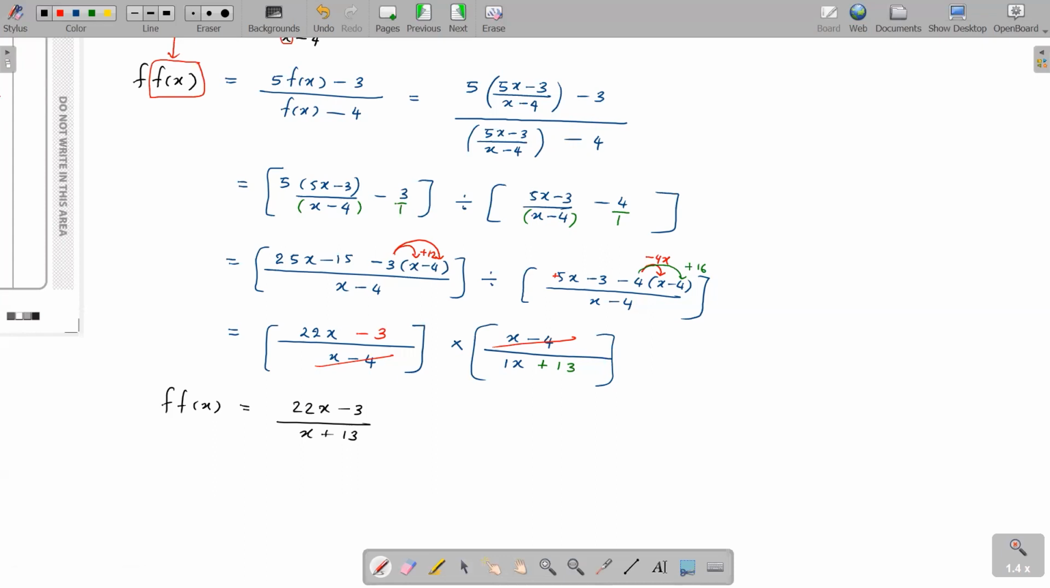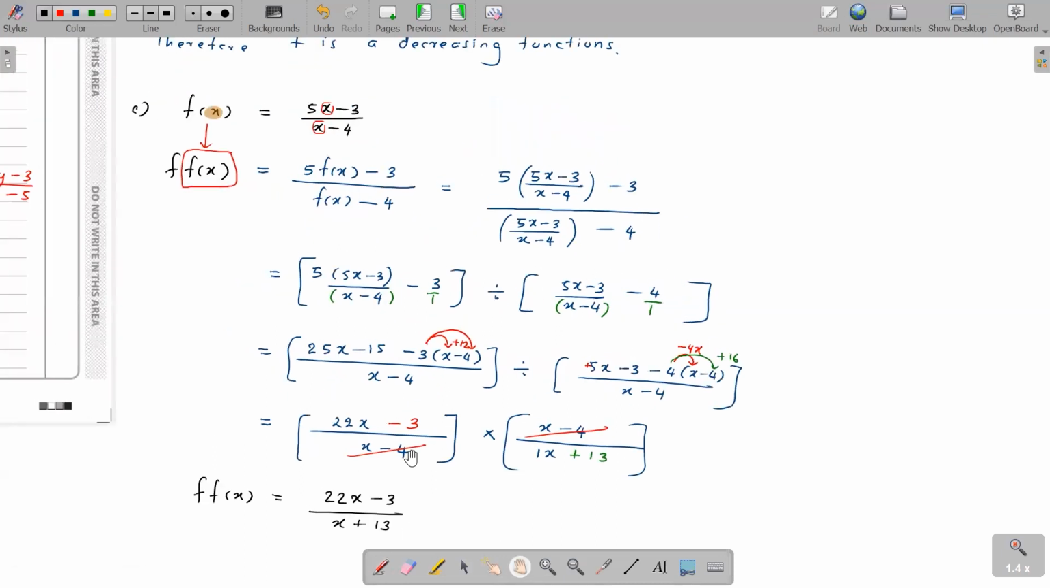Okay, is this clear? This is the answer for C part 1, right? The answer for C part 1. Do the numbering correctly. C part 1.